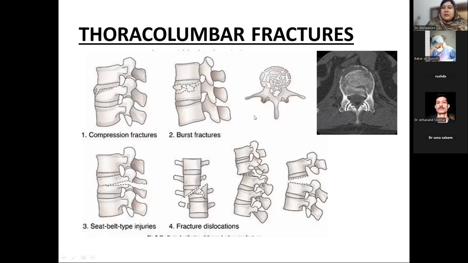Thoracic and lumbar spine fractures are very similar, and they are studied together. There are four important types. Number one is the compression fracture. Now, to understand the thoracolumbar fractures, we have to understand the three columns. What are the three columns?